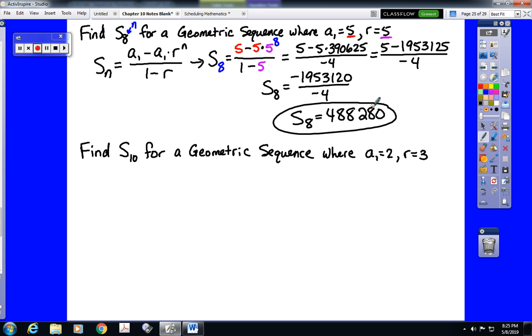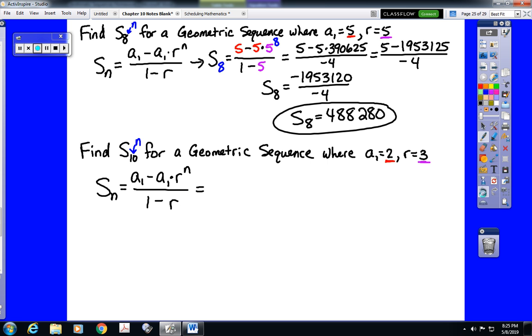Let's do another one. Same exact problem, different numbers. So again, we have our n value is 10. We know a sub 1, and we know r. So we do not know a sub n, which means we're going to use the top version of the series equation, a sub 1 minus a sub 1 times r to the n over 1 minus r.